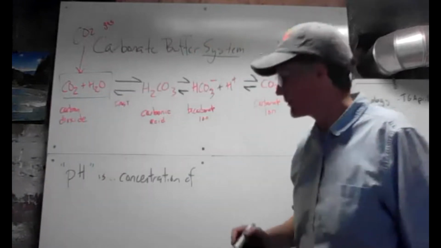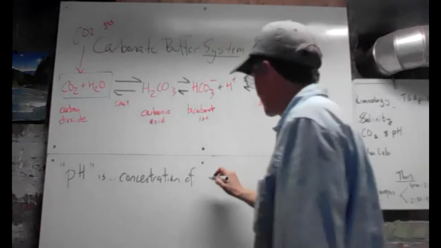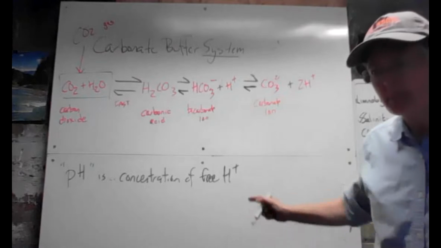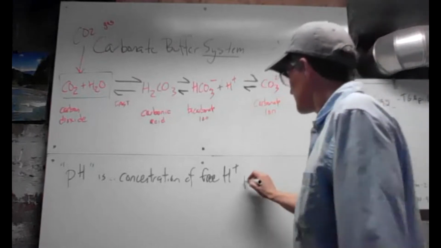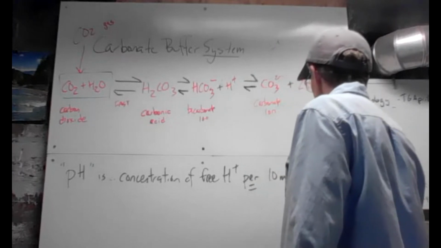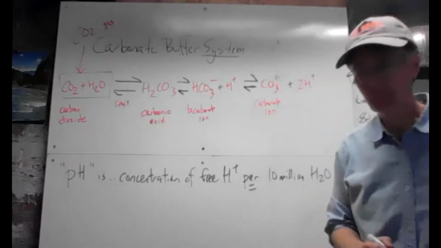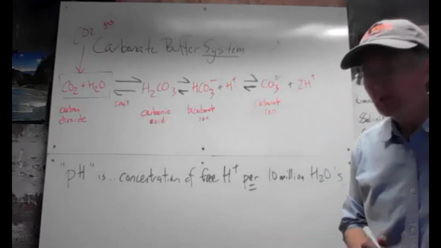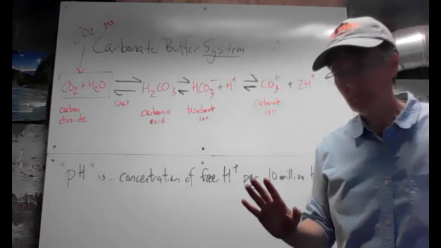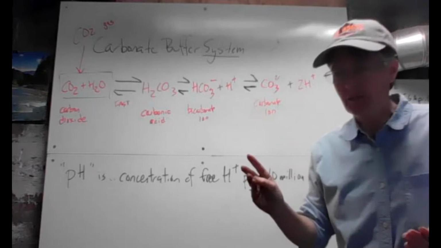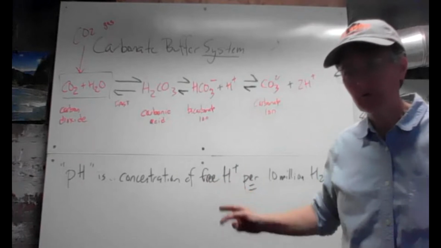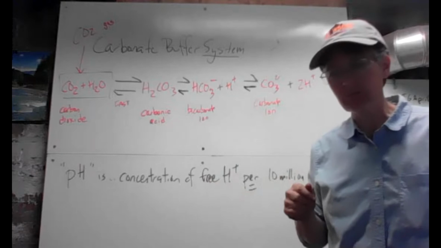pH is basically the concentration of free protons per 10 million water molecules. So if you've got 10 million water molecules and 7 free protons, you've got a pH of 7.